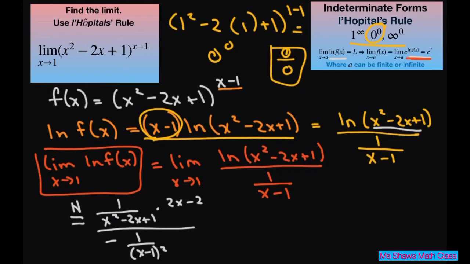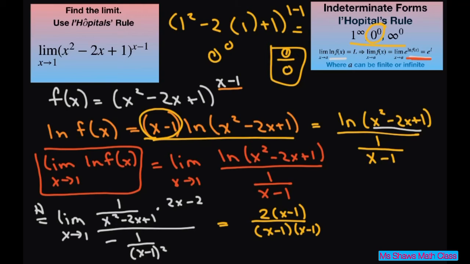Oh, I should have put the limit here. I always forget that. So the limit as x approaches 1. I get too involved in the problem. Now let's look at this numerator here. We have 2 times x minus 1. And if I factor the denominator, that's going to be x minus 1 times x minus 1. So what happens is these two cancel, and now we're left with, and again, I'm just simplifying this.